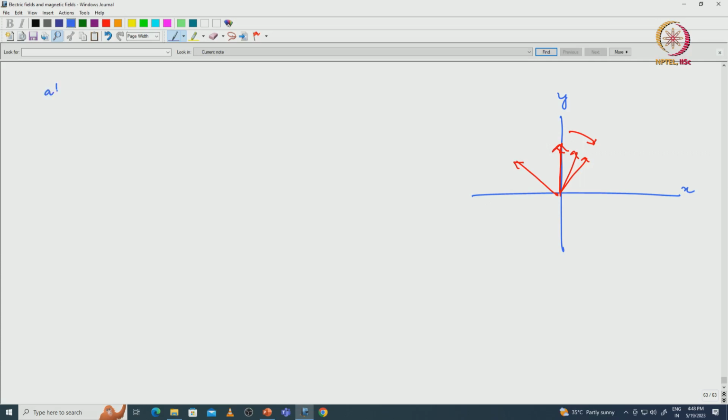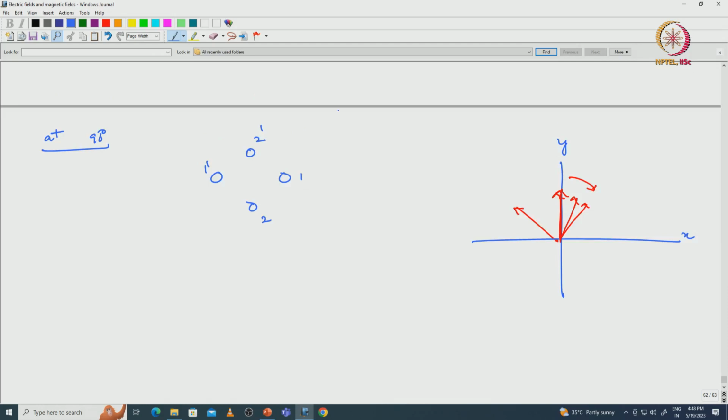Next, at 90 degrees, what will happen, we will see. So the initial conductors are in this manner: 1, 1 dash, 2, 2 dash. This is 2 and this is 2 dash. Once the rotor has rotated 90 degrees, here 2 came, here 2 dash, and here 1 dash and here 1.